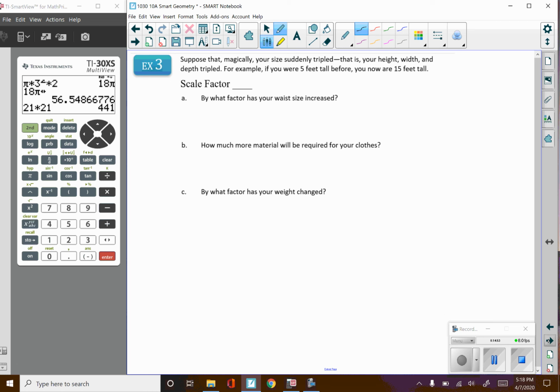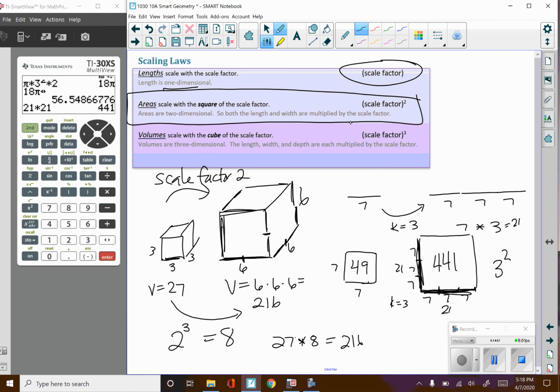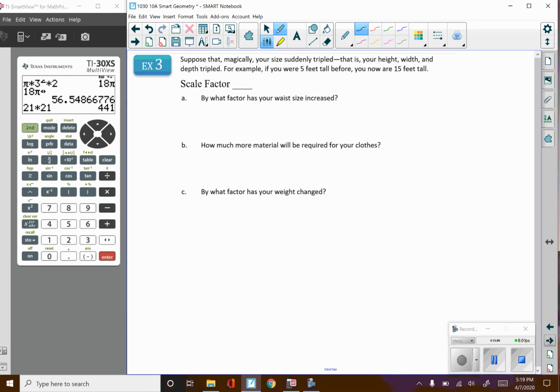If you are trying to decide what happens to a two-dimensional or three-dimensional thing, you have to use a power on the scale factor. So suppose that magically your size is suddenly tripled. Your height gets tripled, your width gets tripled, and your depth gets tripled. So old you and new you.